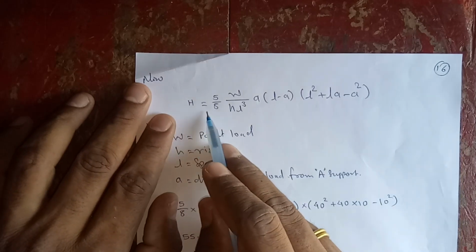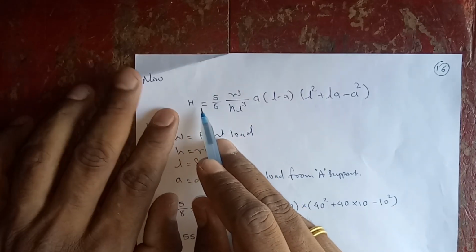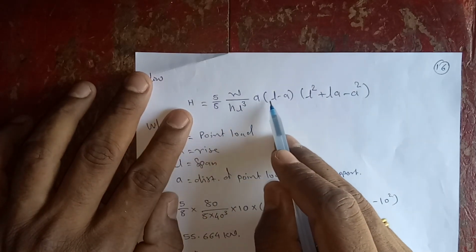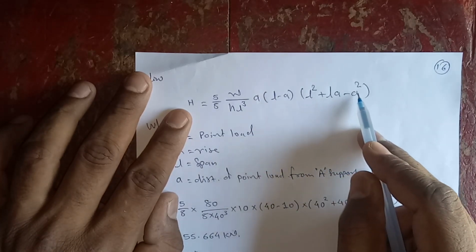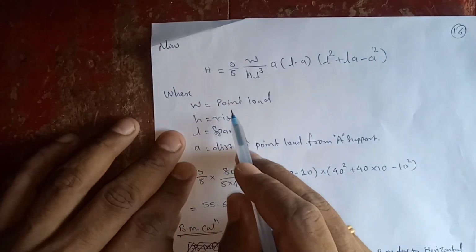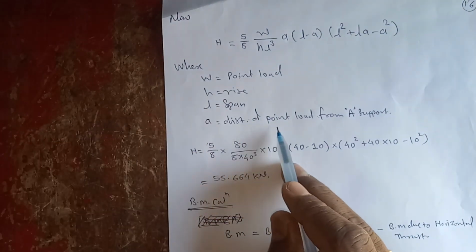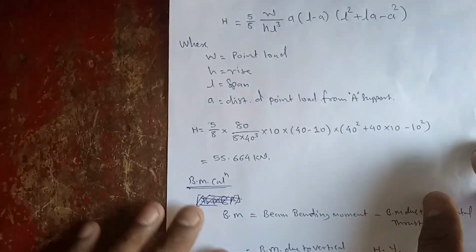So the horizontal thrust at the support due to a point load is 5 by 8 W H L cube, a in bracket L minus a, in another bracket L square plus L a minus a square, bracket complete. Here W is the point load, H is the rise, L is the span, and a is the distance of the point load from the A support. So now we'll substitute the values.